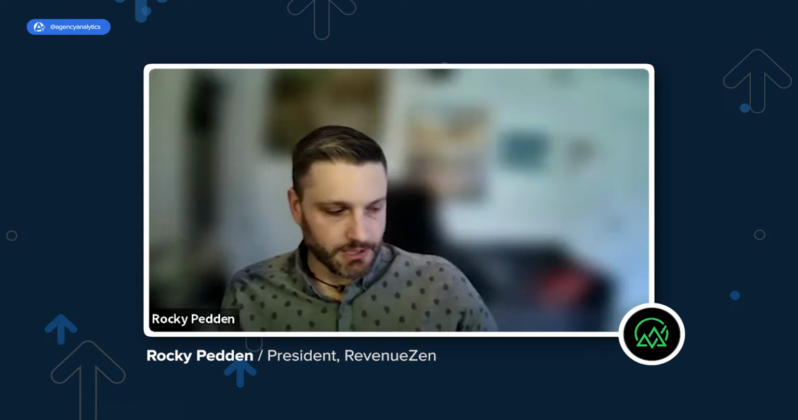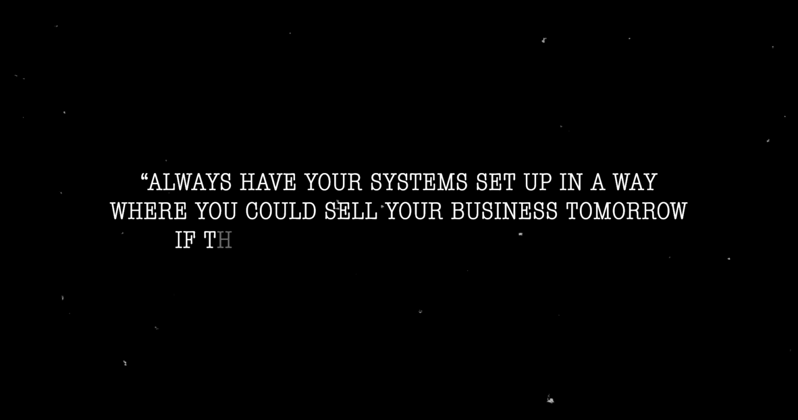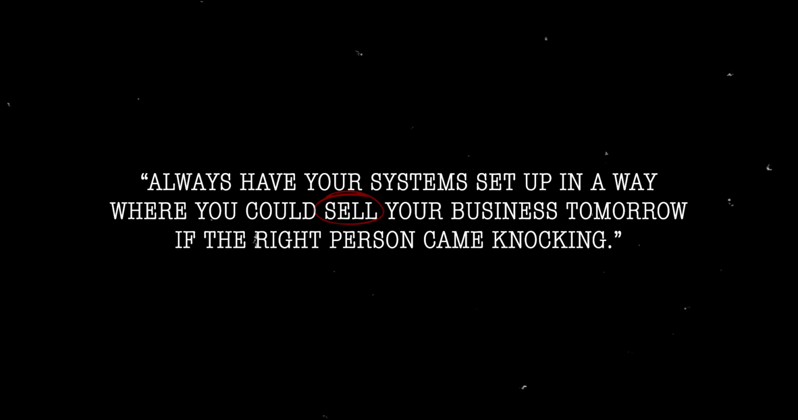There was advice that was given to me in an exec peer group that I'm a part of. One of the gentlemen in that group said, always have your systems set up in a way where you could sell your business tomorrow if the right person came knocking. Building those systems with SOPs is incredibly important for agency delivery margins too.